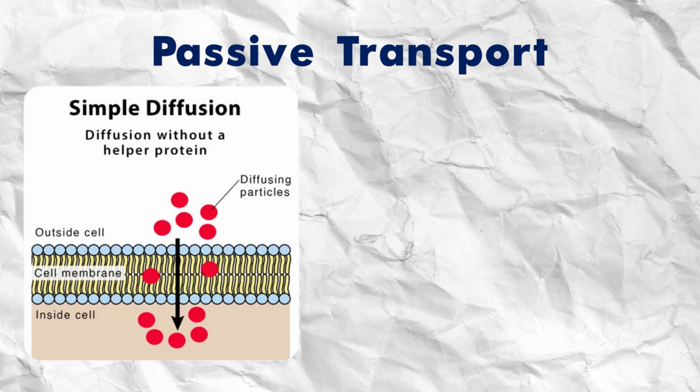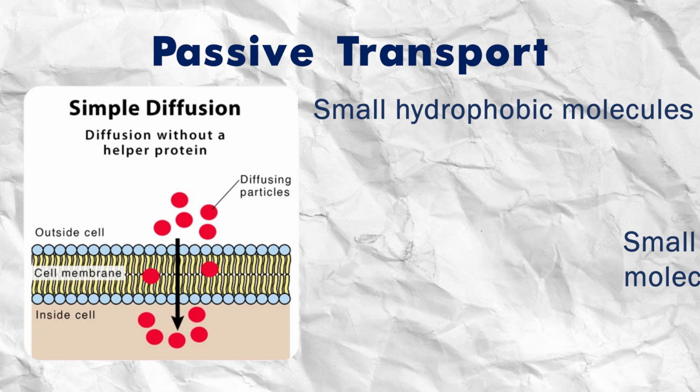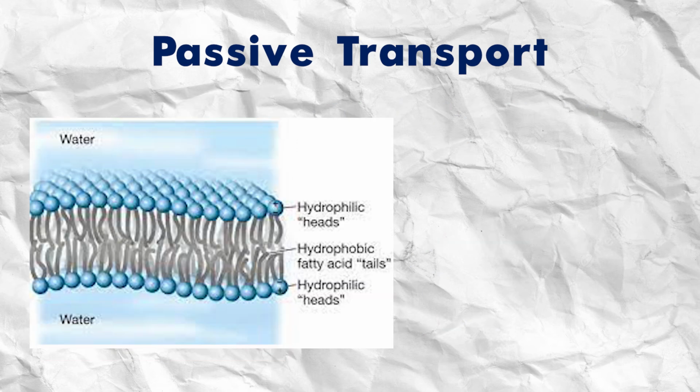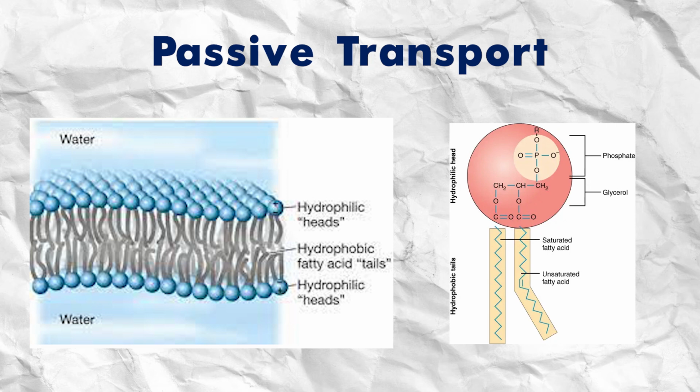Simple diffusion is the passing of solutes across a semi-permeable membrane, i.e. the cellular membrane, such as small hydrophobic molecules or small uncharged polar molecules. This could include oxygen and carbon dioxide, and also water and urea. The phospholipid bilayer is what makes the membrane semi-permeable because of its structure. The hydrophilic tails make it so that ions and large molecules are unable to pass through the membrane.